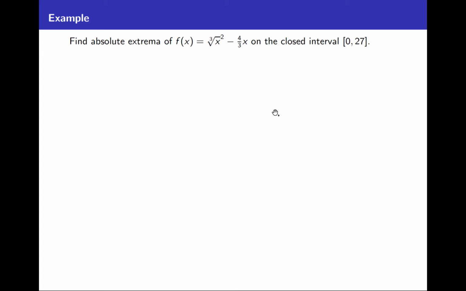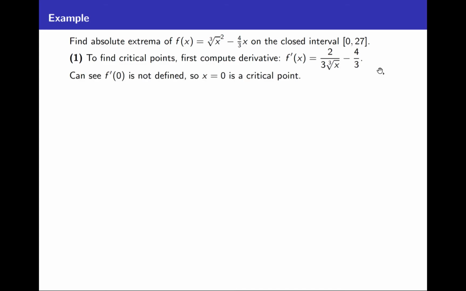Now, remember what a critical point is. It's a value of x that makes the derivative undefined or equal to 0. And if you're looking for those critical points, you have to take the derivative. You want to find out where that derivative is either undefined or equal to 0. So take that derivative. Now I'm leaving out the details here because I think you know how to take the derivative of this function. So f prime of x, when you work it out, turns out to be 2 over 3 cube root of x minus 4/3. So we're looking for the values of x that make that undefined or equal to 0. Those are our critical points.